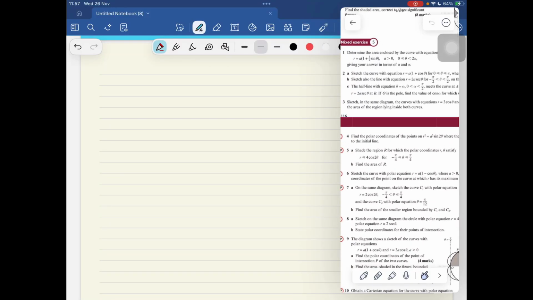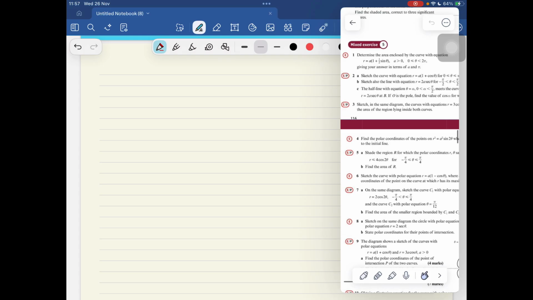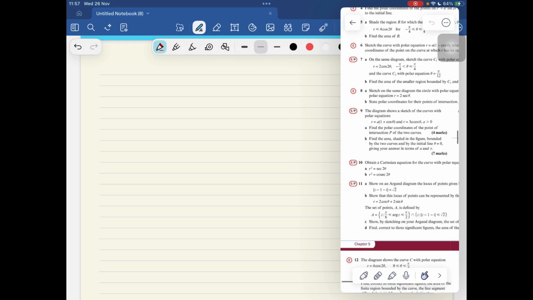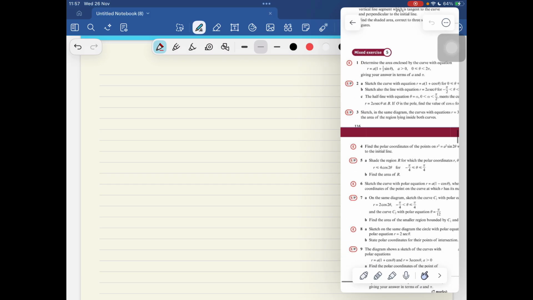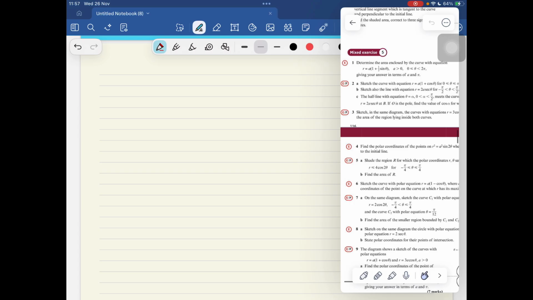Mixed exercise chapter 5, polar coordinates. Let's start. There are a lot of questions here, so I will solve the questions with E and P together. I'll start with number 2.